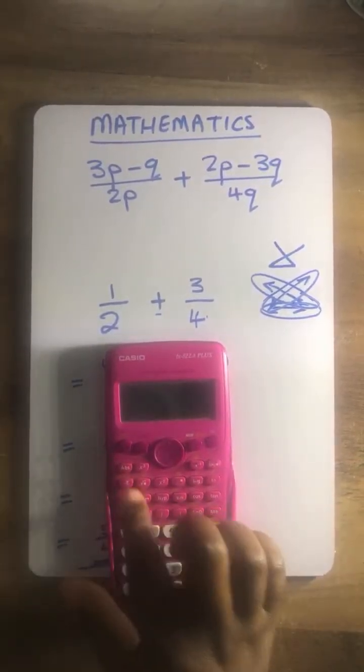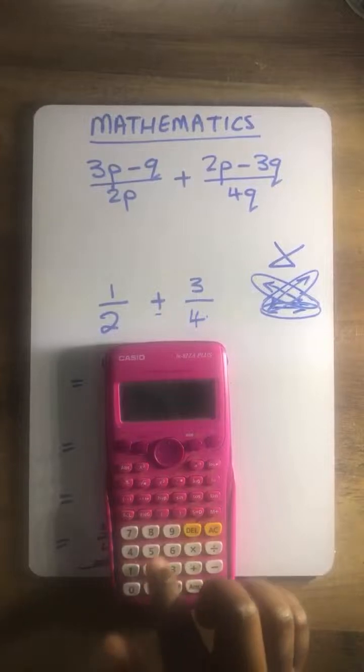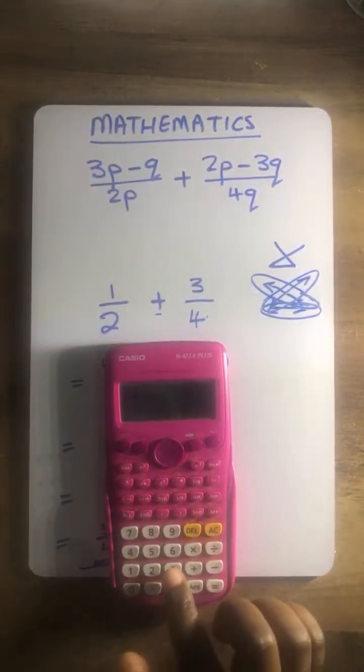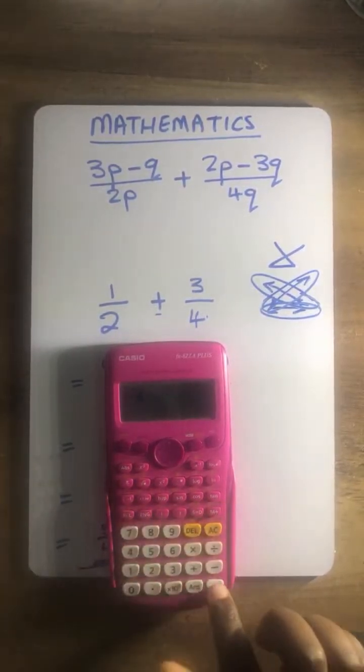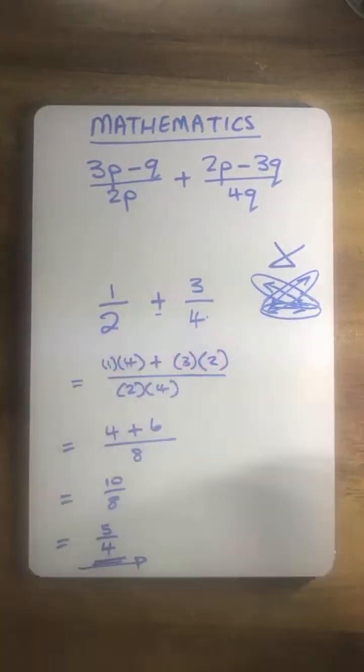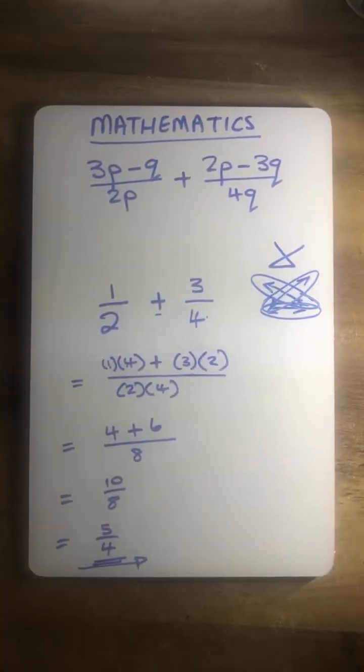So let us see. You are going to say fraction button, 1 over 2 on the side, you say plus, and then 3 over 4. Let's see. Yes, that gives us 5 over 4.